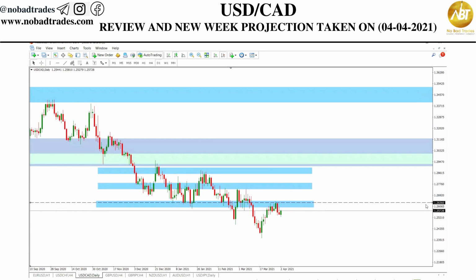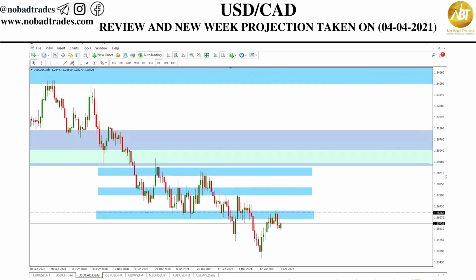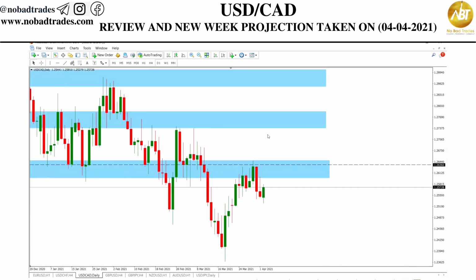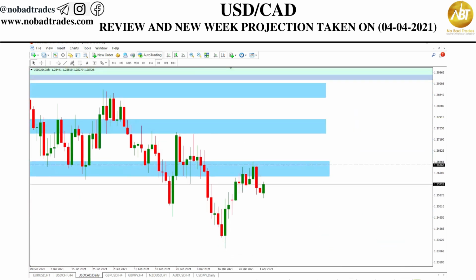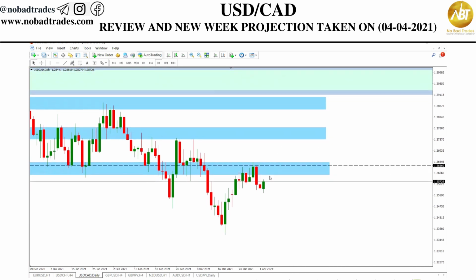So what has happened since last week? Now we're trying to project into the new week. After price rejected that, you can see a very strong bearish candlestick right after this rejection. Price cannot break above this level. So after the bearish candlestick, what do we have right here? We have the break of this last support level. Price broke it on Wednesday.